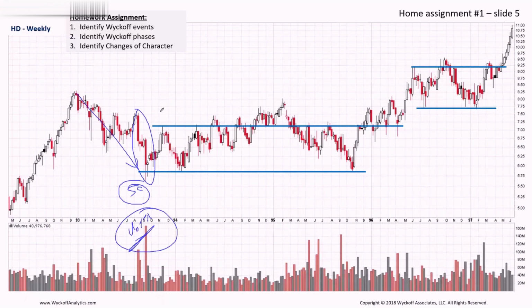Right away, we think what comes next, a change of character or the automatic reaction rally, and then it's being followed by a secondary test. Please note how in all of these instances, the secondary test at the end of the reaction has this decreasing down spread signature and also decreasing volume signature or decreasing supply signature. So that tests the supply level that was at the climactic action, and we could see that on the test there's really not a lot of supply left.